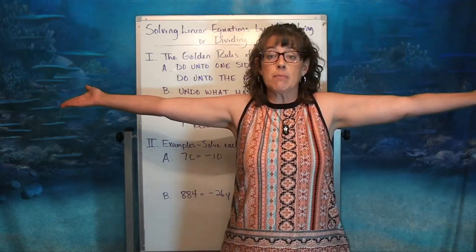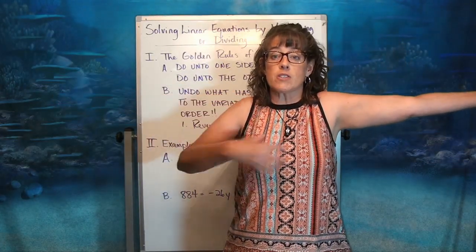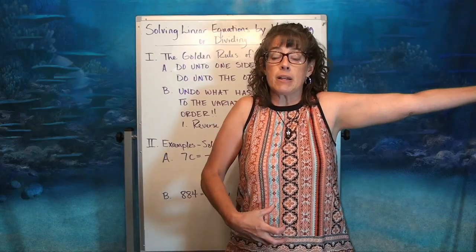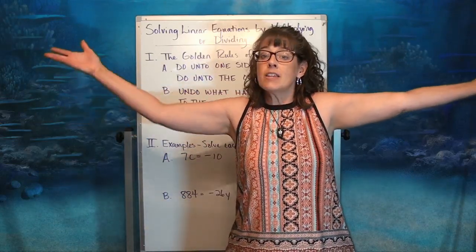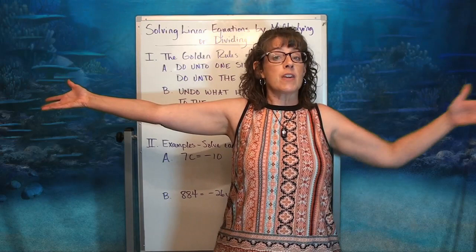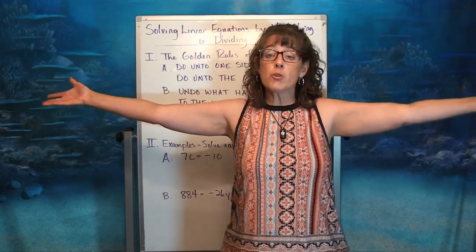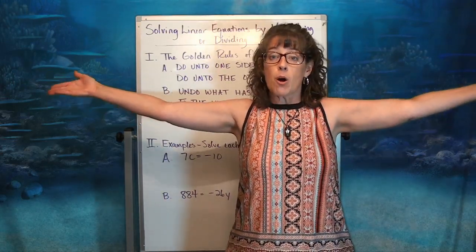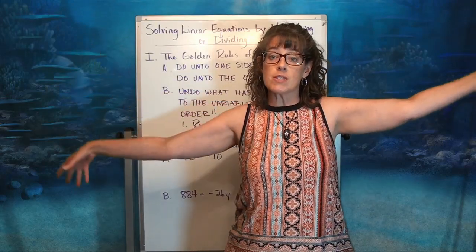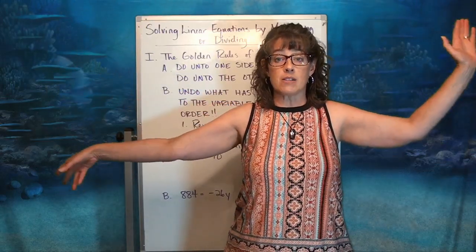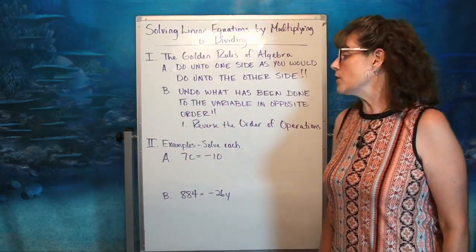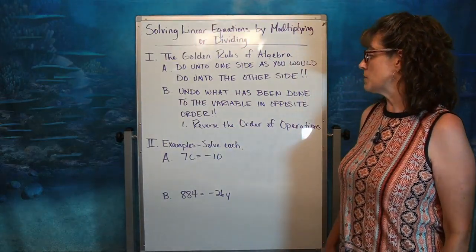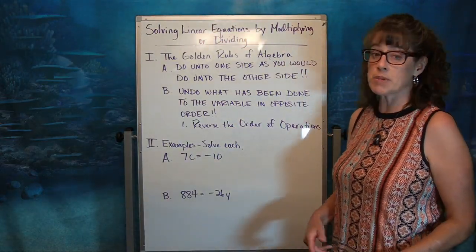Remember that idea of the pan balance, that your equal sign is this fulcrum that's in the middle of the pan balance, and one side of the equation is in one pan, the other side of the equation is in the other pan. And so in order to keep it all balanced out, you got to make sure that you do the same thing on both sides of that equal sign. The second of those golden rules is to undo what has been done to the variable in opposite order.